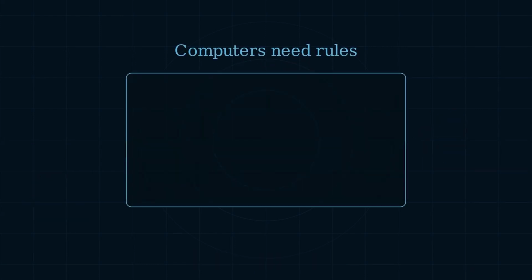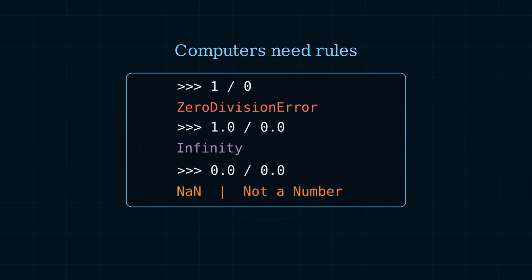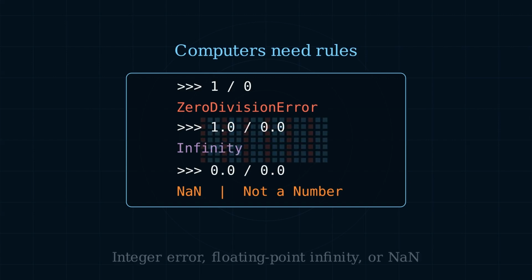Computers also have to make rules for this. In many programming languages, integer division by 0 throws an error. In floating point systems, 1.0 divided by 0.0 may produce infinity. 0.0 divided by 0.0 may produce NaN, meaning not a number. These are engineering rules for computation. They are useful, but they are not the same as saying ordinary division by 0 has a normal mathematical value.